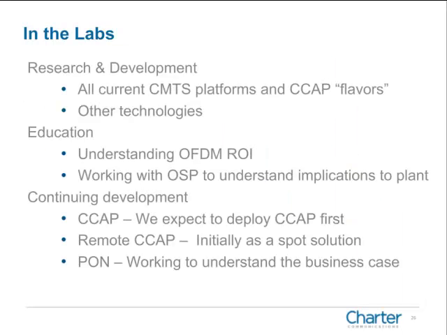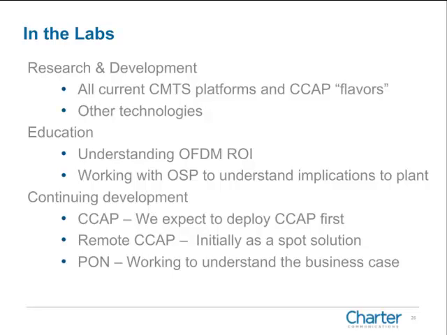So currently in the labs, we're doing research and development. We have all of our different CMTS platforms and CCAP flavors from a lot of different vendors. We're also looking at a wide variety of other technologies that include fiber and wireless, both as a backhaul technology as well as for potential last mile applications, even to bridge potential areas where we've not been able to provide service. Our footprint is a little bit different. We're more of a rural player, so backhaul is a much more important part of our network calculations than it would be for a more urban-based provider.